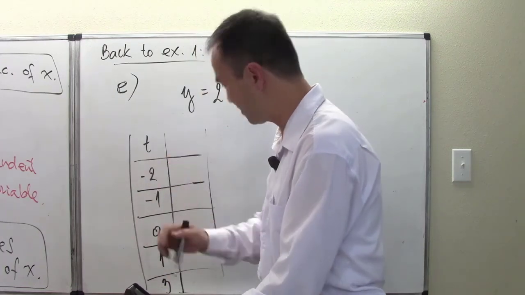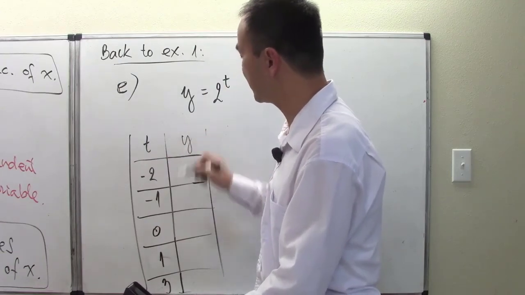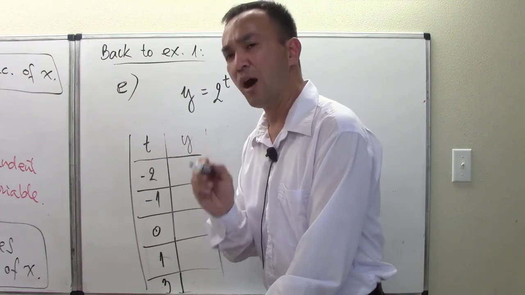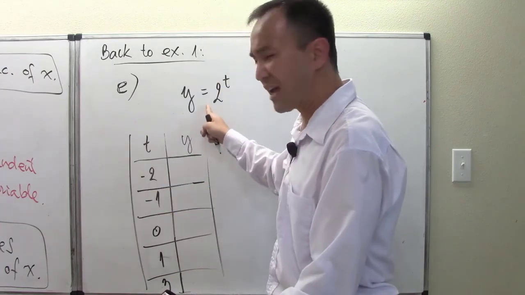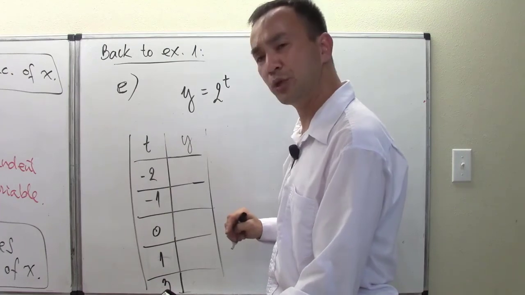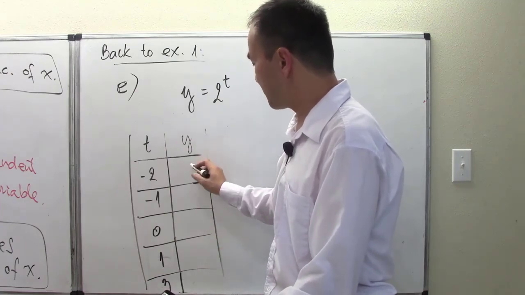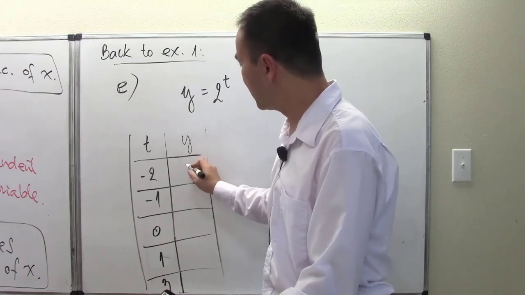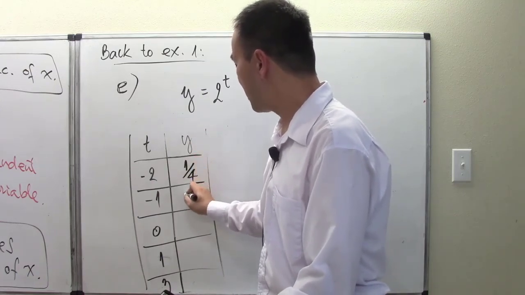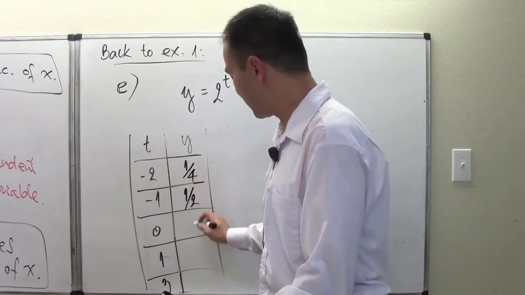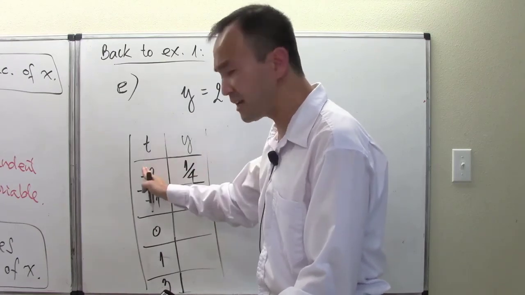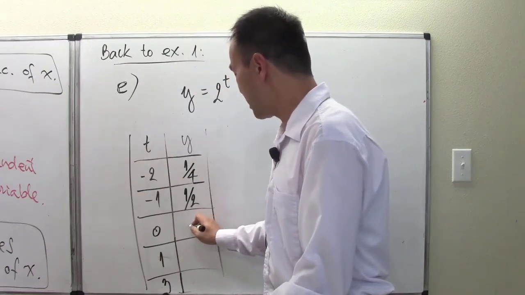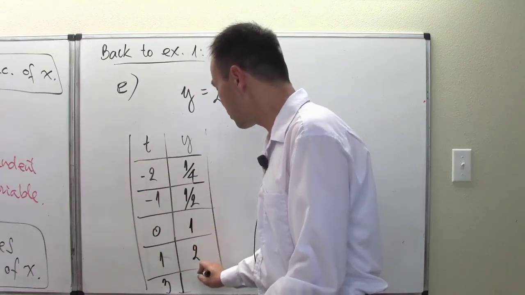Okay, but now for the output, we regarded all the output values as the y variable back in that problem. And that's why we had the equation y equals 2^t. Being the dependent variable here, we came to a positive 1/4, a positive 1/2 as the outputs. These are all values dependent on the corresponding input. And then this was 1, this was 2, and this was 8.